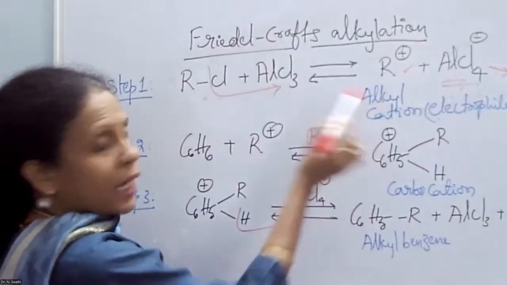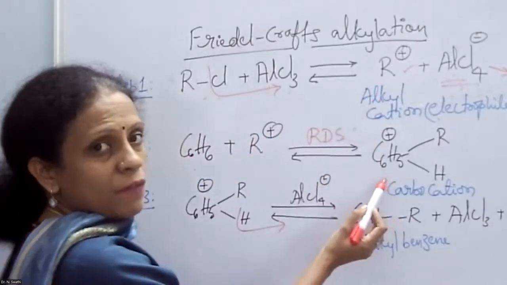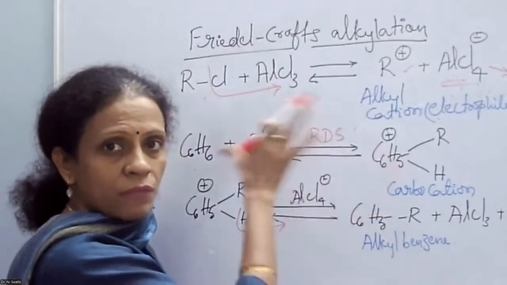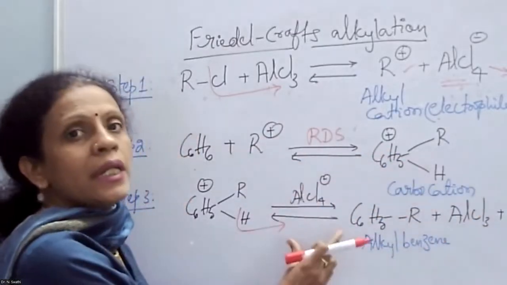Now the formed alkyl cation attacks the benzene ring system. Okay. And there will be formation of a carbocation. So this is the same as the halogenation which I discussed. Now once the carbocation forms, it immediately reacts with the base.